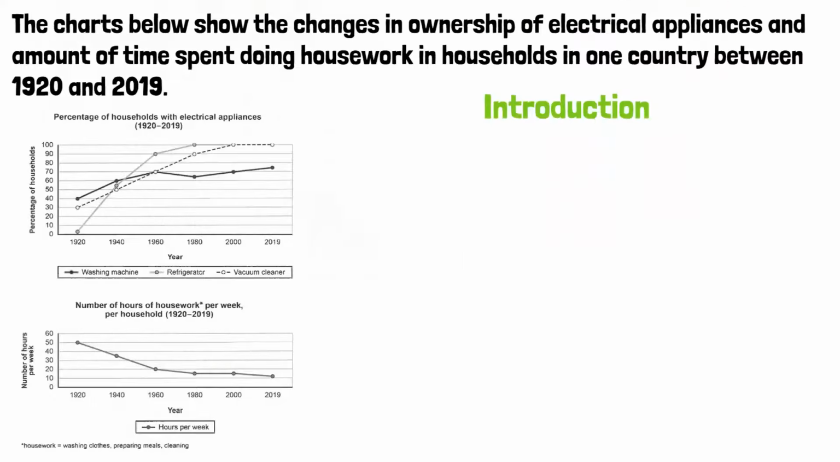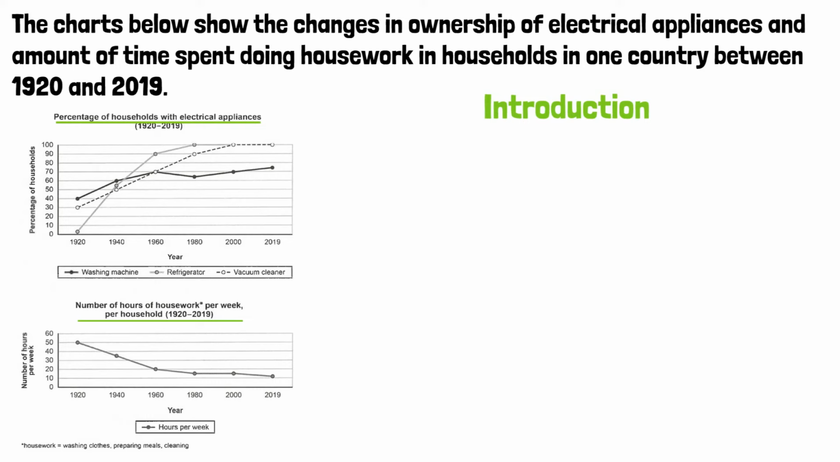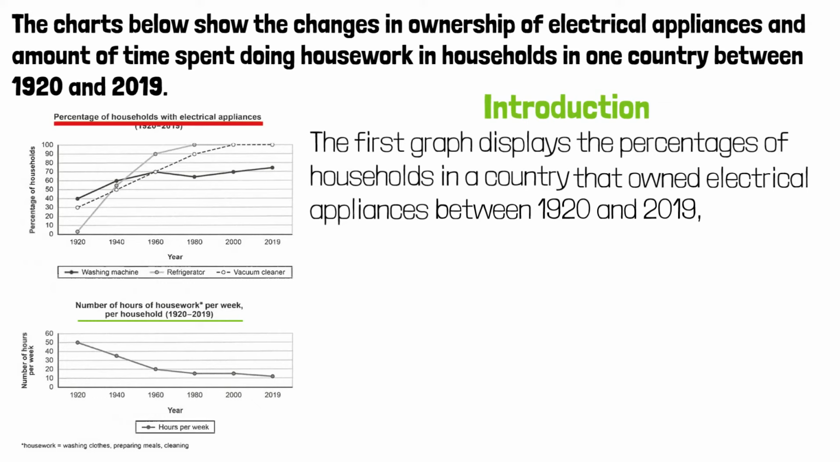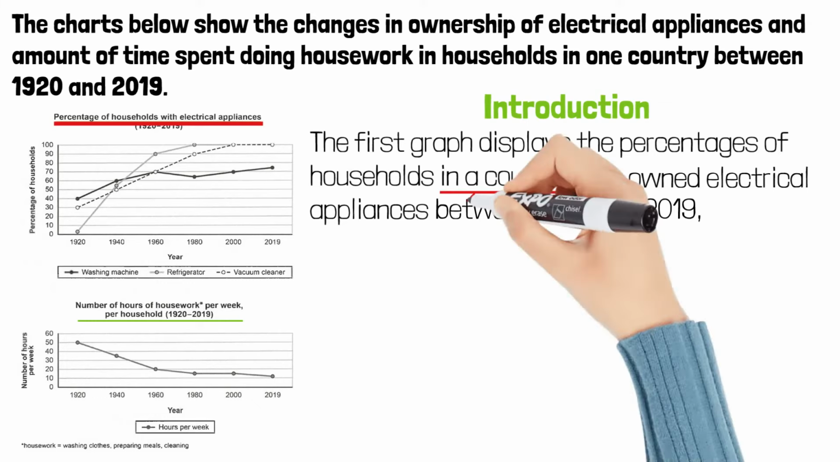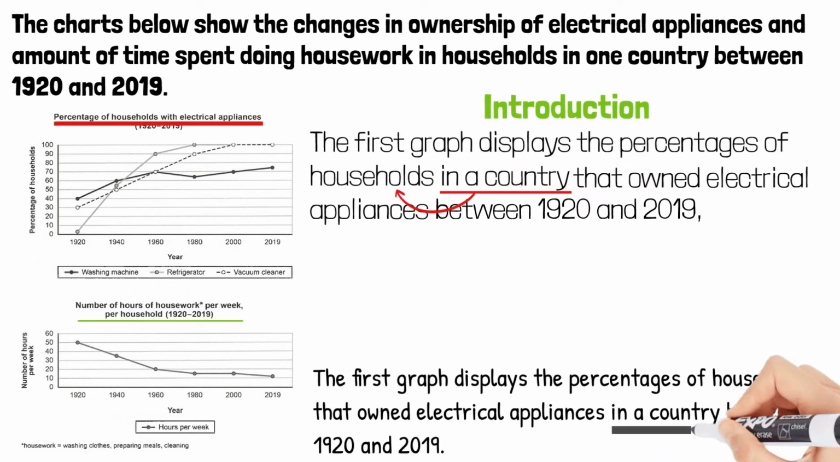Now let's finish the introductory paragraph. In this paragraph, I will paraphrase the introductory text of the graphs. This won't be hard if you use the titles of the graph to paraphrase. For the first graph, I will just say this. The first graph displays the percentages of households in a country that own the electrical appliances between 1920 and 2019. Be careful, in a country should be here modifying households. Households in a country. Don't put it here.